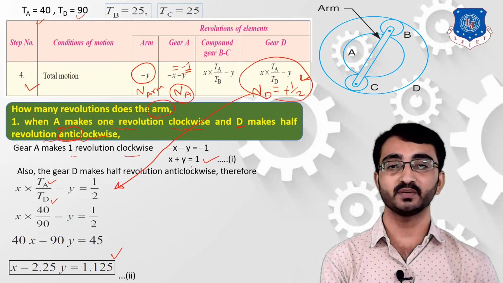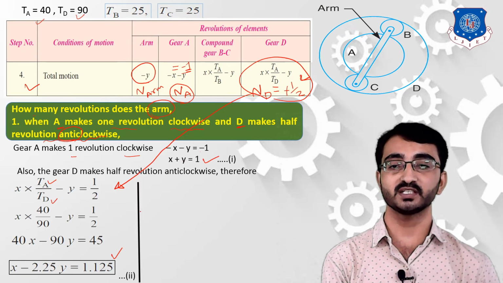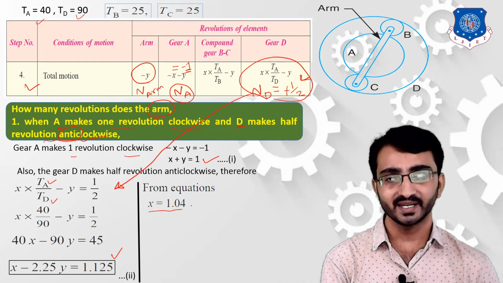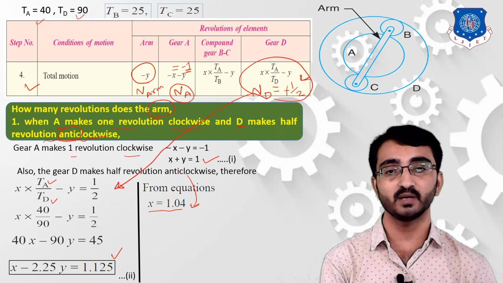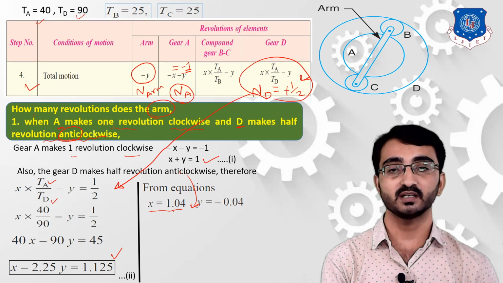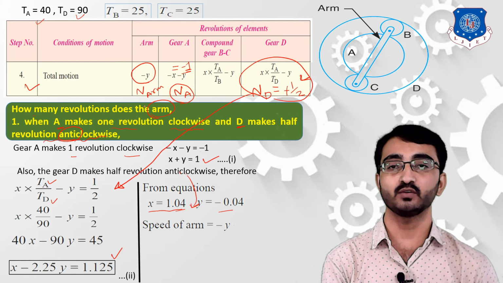Now with the help of equation number 1, which is x plus y is equal to 1, and the second equation, using these two equations, we can find out the value of x. After getting the value of x, we will put this value in equation number 1, and that will help you get the value of y. So from both the equations, we will get the value of x and y. Now the final data that we have to calculate is the speed of arm. We can consider that speed of arm is equal to minus y.